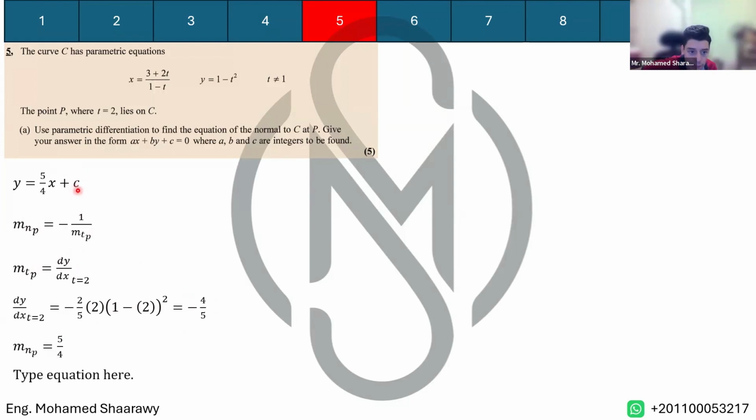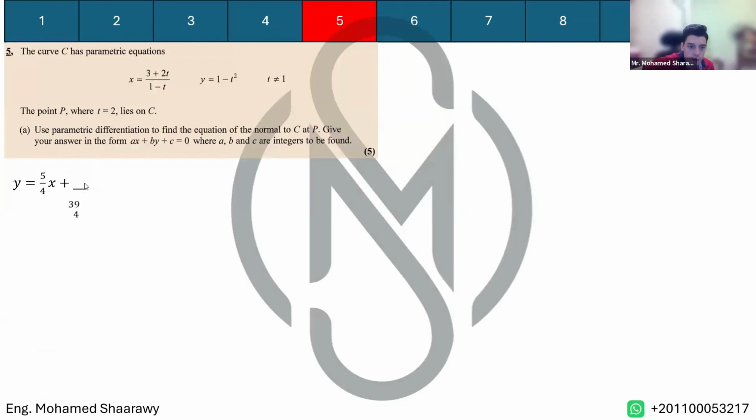Okay, how can I get c? I can get c if I made it the subject. So c will be y minus 5/4 x. Okay, which x and which y? It's the same of this point P. And in order to get y at the point P, I can replace t with 2. So it's at time equals 2. So (1 minus 2) all squared, and this will be 3 plus 2 times 2 over 1 minus 2. c will be equal to 39 over 4. Let me also replace this here.